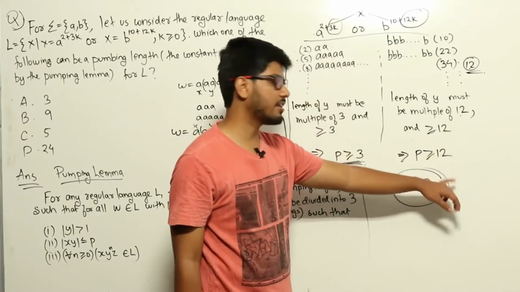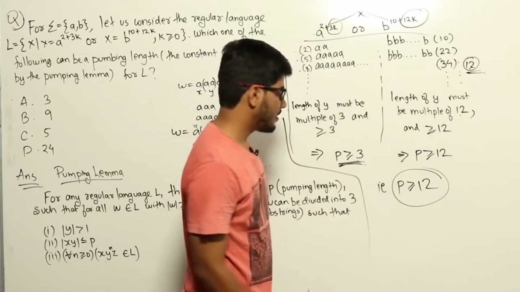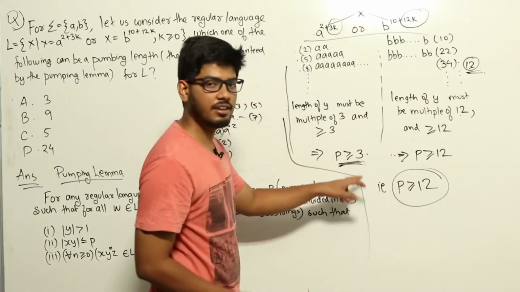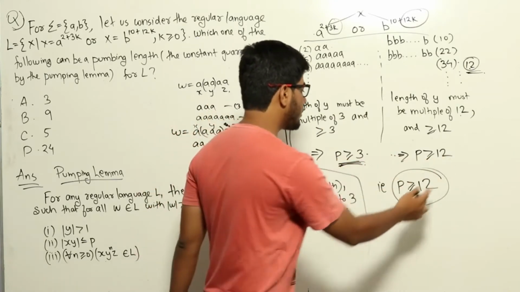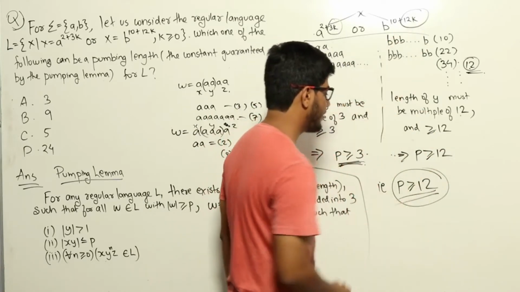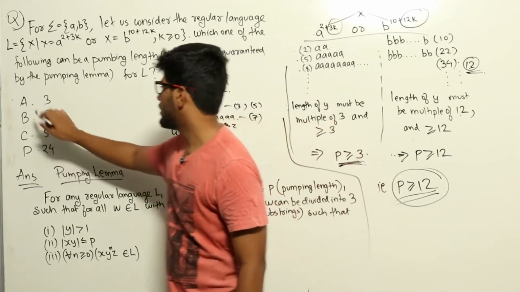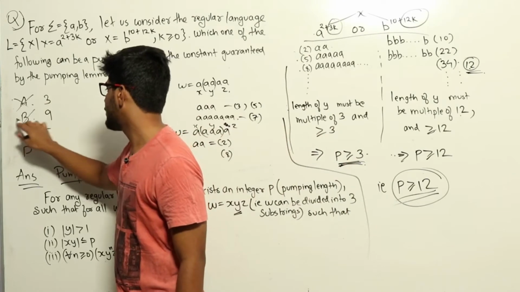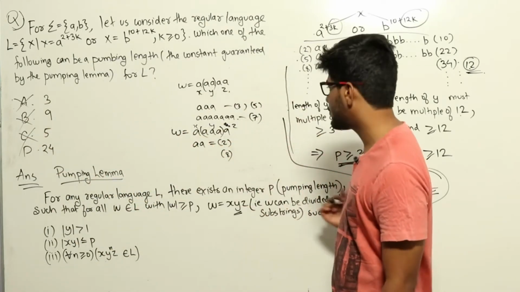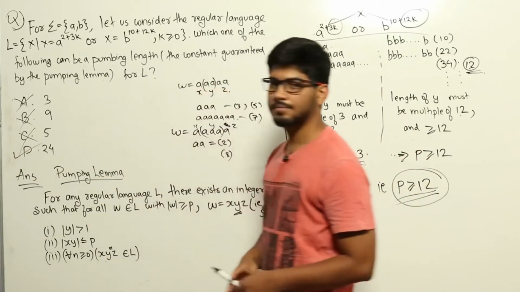We have to take strings of length greater than or equal to 12 in order to be able to pump strings in this language. Now if we take these two, here it says it should be greater than or equal to 3, and here it says it should be greater than or equal to 12. So in total the pumping length for this whole language should be greater than or equal to 12. Now if you look at the options, A 3 is false, B 9 is false, C 5 is false. So the only option which satisfies greater than or equal to 12 is option D, that is 24. So D is the right answer.